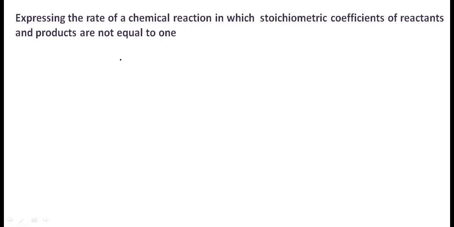Now, for example, if I take a reaction, 2 moles of hydrogen iodide gives rise to H2 plus I2. So decomposition of hydrogen iodide gives rise to H2 and I2. Now for this, we need to represent rate of a chemical reaction. Now how to express the rate of a chemical reaction we'll learn with this example.